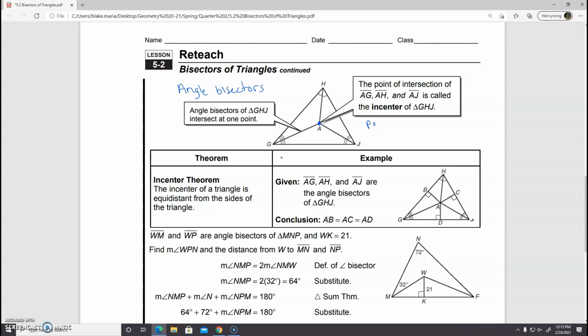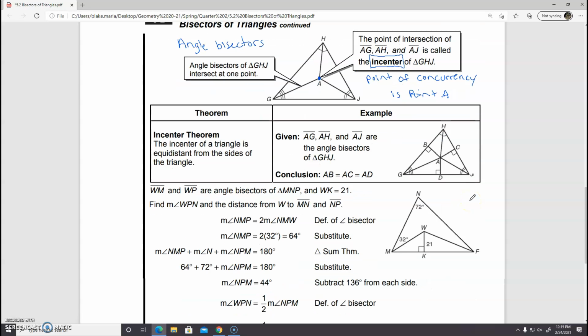So our point of concurrency is point A. And we call that point of concurrency the incenter. So incenter is where all my angle bisectors intersect. What's so special about the incenter? So the incenter, here's my incenter, right? AG, AH, and AJ are all crossing there.